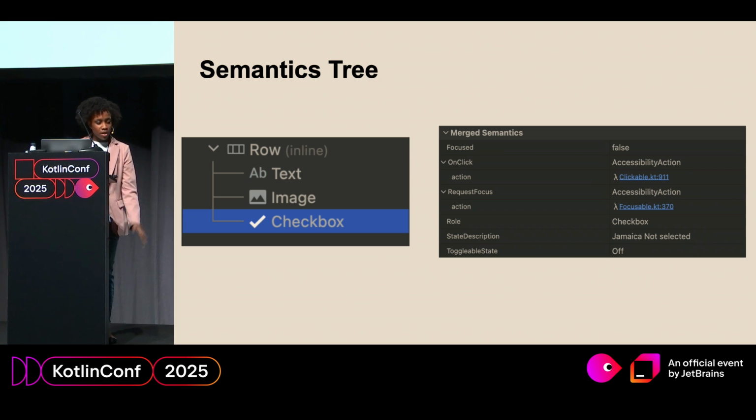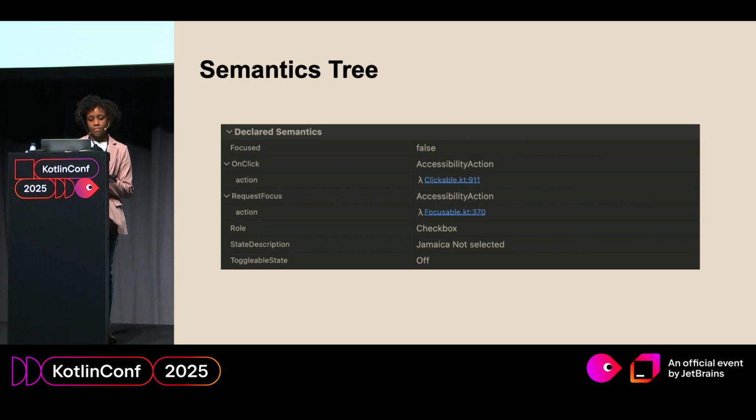We have our checkbox, similar merge semantics. The only thing that's a little bit different here is that we also have a state description and a toggleable state. So we know if it's on or off. And then the state description, similar to the content description, is going to be spoken out to the user, but it just says the state the checkbox is in, so if it's checked or not. And then this is just the screenshot of declared semantics. All of this is available in Android Studio, when you're looking at your emulator. And there are some settings on the side that you can enable.